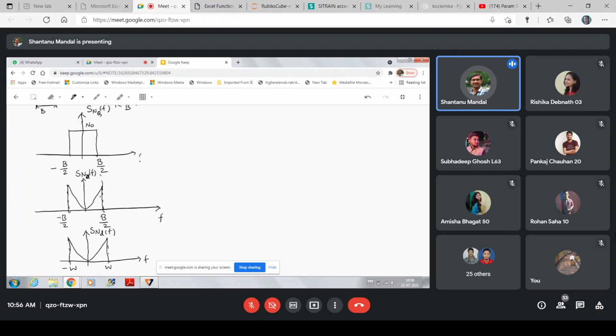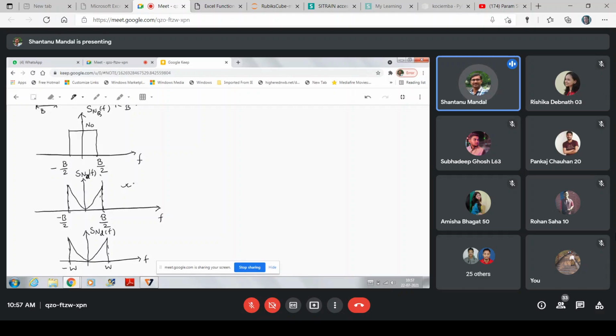Actually, this is the discriminator output. When it is passed to the low pass filter, the output of the discriminator is the input of the low pass filter. The cutoff frequency of the low pass filter is the cutoff frequency of the message signal, where W is the bandwidth of the message signal.